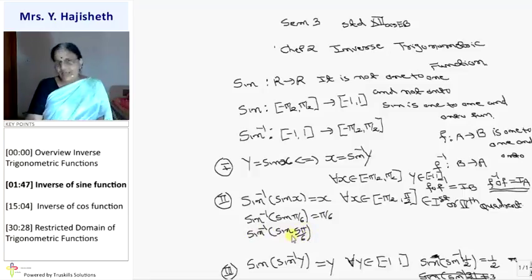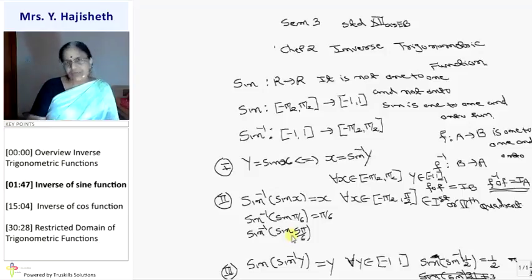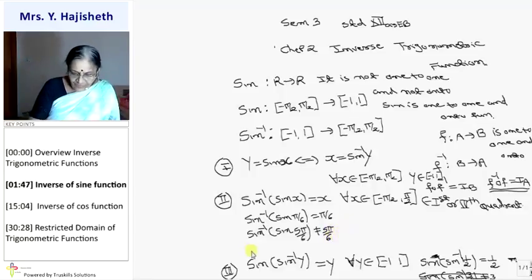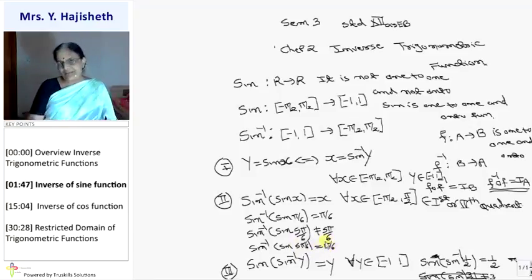This you have learned in your 11th science. Okay, 5 pi by 6 is pi minus pi by 6. It belongs to the second quadrant. So it won't be 5 pi by 6, okay? Because 5 pi by 6 does not belong to the first quadrant. But sine inverse of sine 5 pi by 6 is pi by 6. Because sine 5 pi by 6 is sine of pi minus pi by 6, so that is sine pi by 6. In the second quadrant sine is positive. So the answer for 5 pi by 6 will be pi by 6.